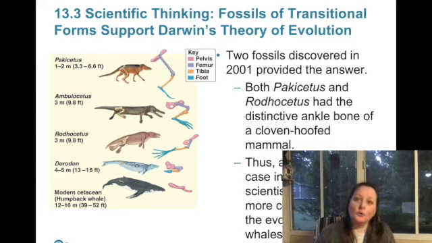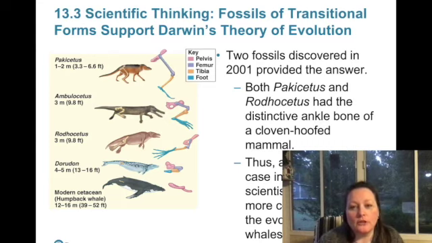Anyway, here we go. Two fossils discovered in 2001 provided the actual answer about what the whale is related to. I can't say these names, but both of these have the distinctive ankle bone of a cloven-hoofed mammal. I have a picture here that's showing you, and you can see it's color-coded to show you the pelvis, the femur, the tibia, and the foot.